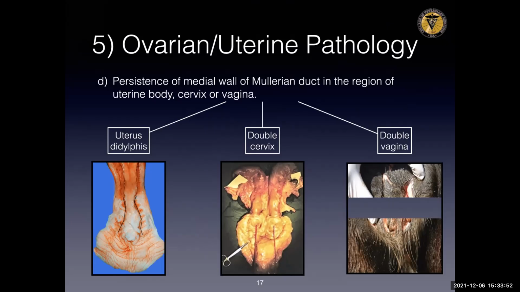Okay, then we have double cervix. We have two cervix. Okay, because ideally you only have one cervix, one uterine body. Then it will bifurcate into two horns. But it seems here we have two separate horns. Okay, so that's an abnormality.